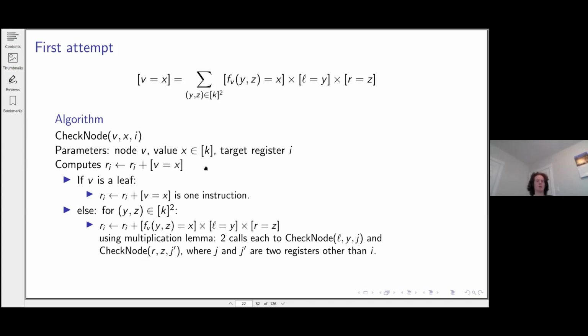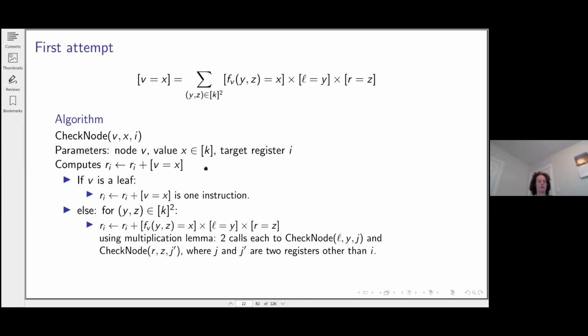So we're going to loop through all of the values y and z that go into the sum. And in each case, we're going to add the value of that indicator saying the yz entry is equal to x times the indicators for the two children. So there are three terms in this product. The first term, we don't really have to worry about too much. The indicator for that entry in the table is just directly part of the input. So effectively, we've just got a product of two things to worry about.